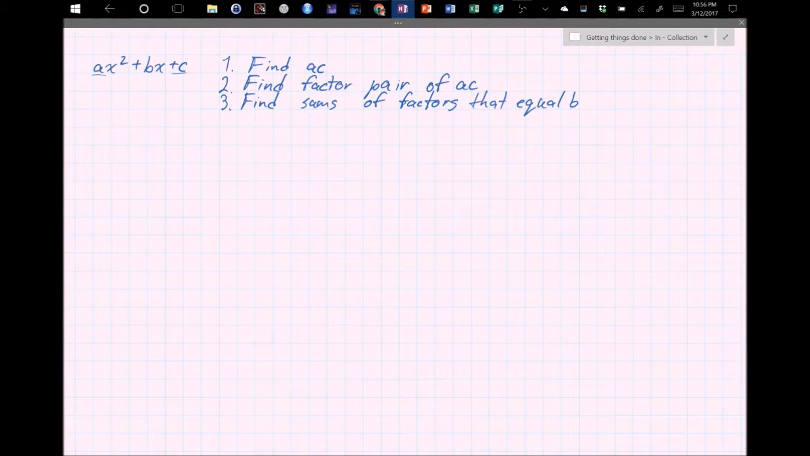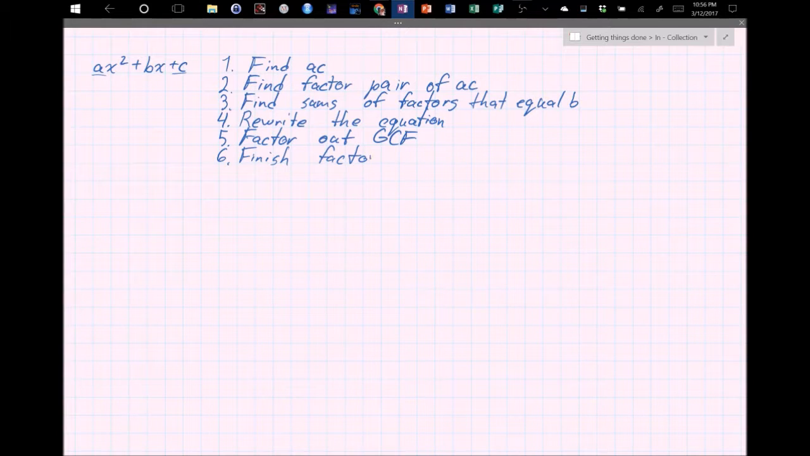All right, our step 4 is very similar to before. We're going to rewrite the equation. And again, we're going to follow very much the same rules as we did before. Step 5, we're going to factor out our GCF. And then step 6, we're going to finish the factoring. All right, so let's look at it with 2 examples.